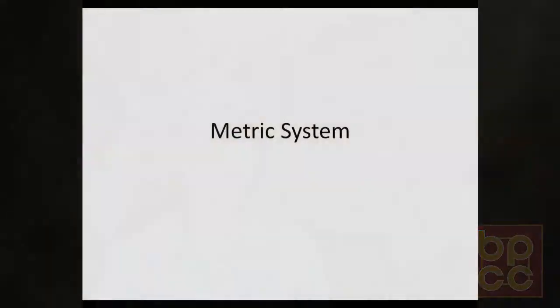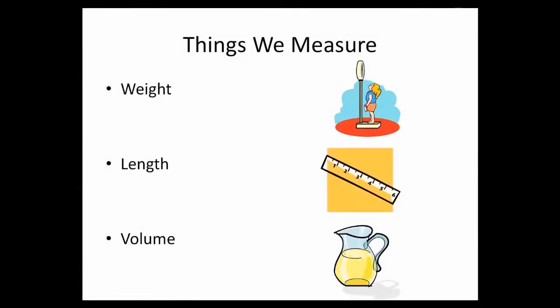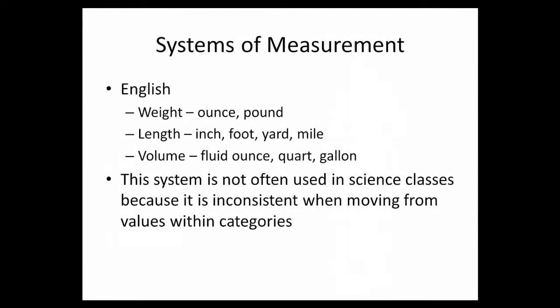Today we're going to talk about the metric system. So the things that we measure in the world and in science class are the weight, the length, and the volume of things. The English system of measurement is what we use in our daily life. We usually measure our weight as an ounce or pound, length as inches, feet, yards, or miles. Volume is measured as a fluid ounce, a quart, or a gallon.